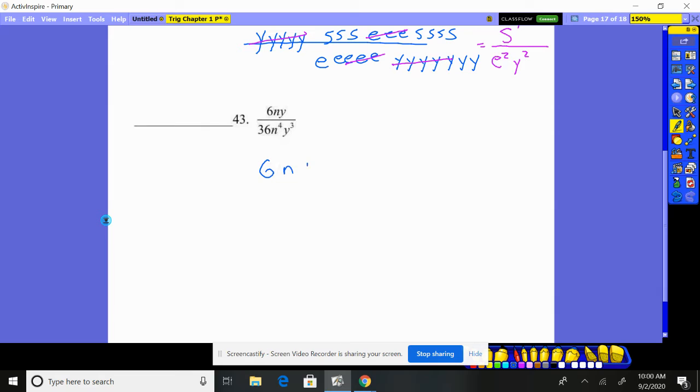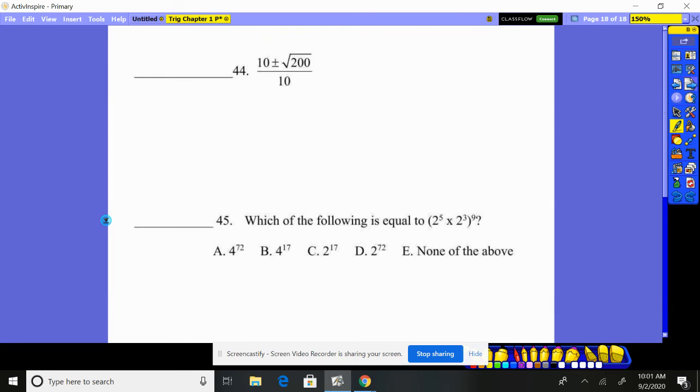So I have 6 in Y. In the bottom, I have 36 in, Y. So that in and that in would go away. That Y will go away with one of those Y's. Don't forget, 6 and 36 both can be divided by 6. So that becomes a 1. That becomes a 6. Clean it up. We have 1 times 1 times 1 up top. So you have a 1 up top. In the bottom, we have a 6 n cubed Y squared. There we have 43.